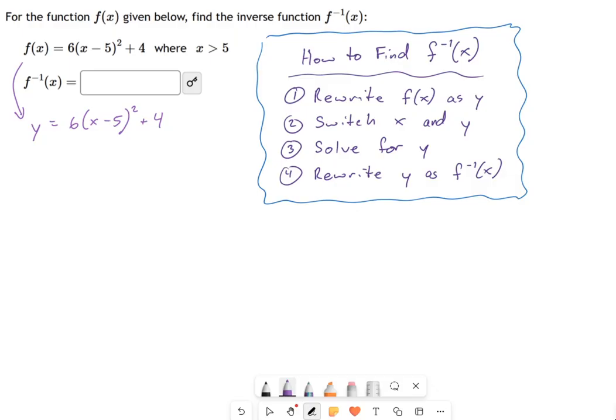Now, next thing I'm going to do, according to my procedure on the right, is switch x and y. So it's x equals 6 times (y minus 5) squared plus 4. You have to keep writing all those little details in there.